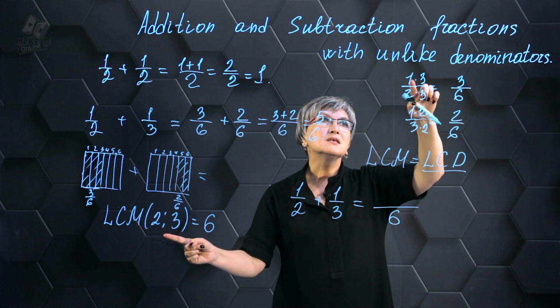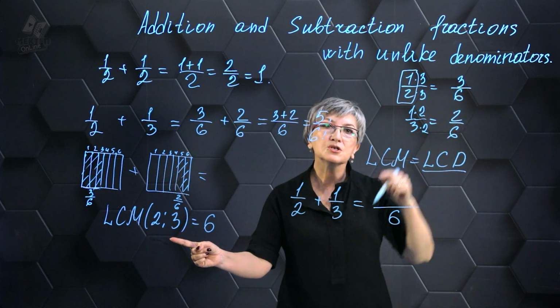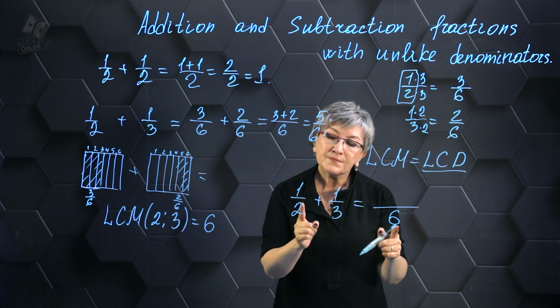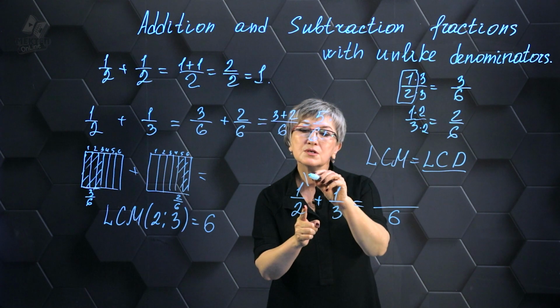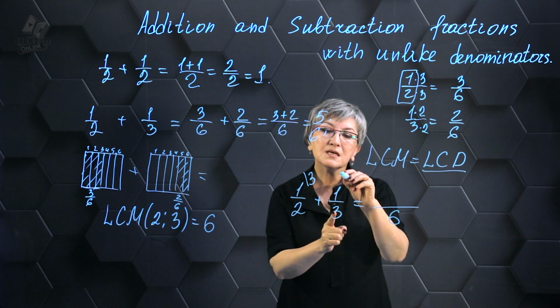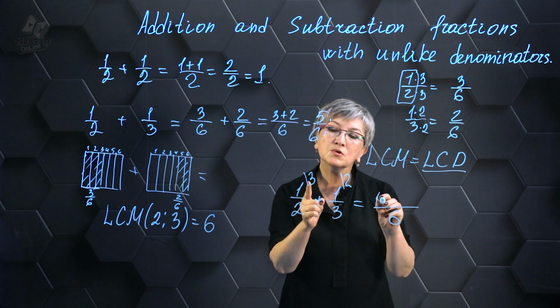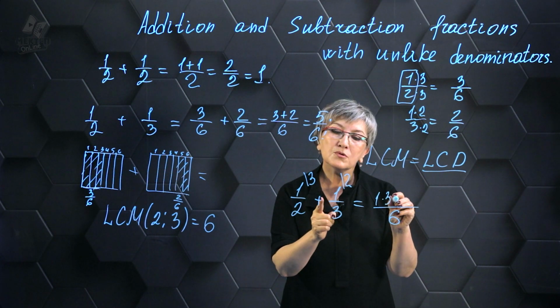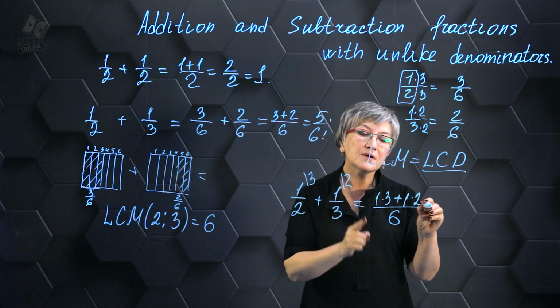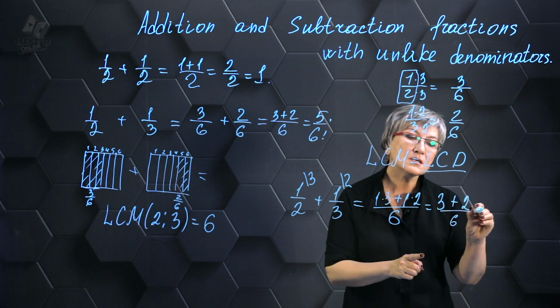So you can see, from one to the other, I had 1/2 and I obtained 3/6. Hence, the result of dividing 6 by 2 will be 3, as 6 divided by 2 equals 3. Following that, divide 6 by 3 and you will obtain 2. Consequently, I end up with 1 multiplied by 3 plus 1 multiplied by 2, and as a result we get 3 plus 2 divided by 6, that will be 5/6.